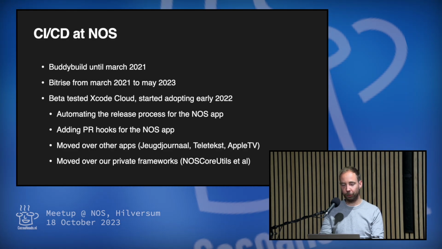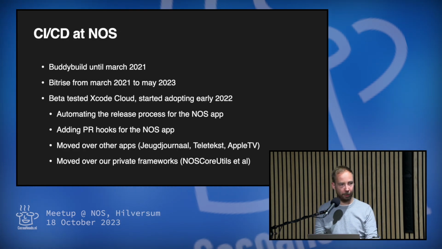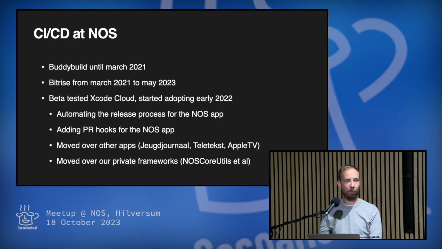So in 2021, before it came out of beta, we saw that it really got better, and so we decided to move our release process to Xcode Cloud. Later, we added PR hooks for the NOS app, and then moved over the other apps, and finally we moved over our private frameworks as well. We have around 15, I think, and those we also build with Xcode Cloud, and I'm going to tell about that later as well.